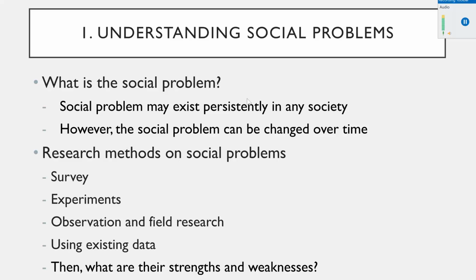domestic violence is considered very serious and can result in imprisonment and other heavy punishment. There are research methods for social problems: survey, experiments, observation, field research, and using existing data. Each of the research methods has its own positive and negative points. I recommend reviewing those so that we can see their strengths and weaknesses and what the most appropriate method is for a specific situation.